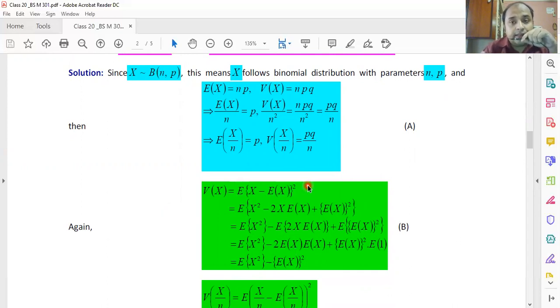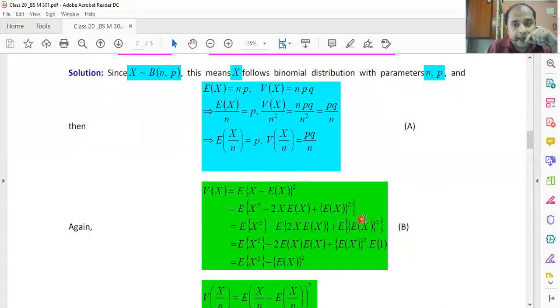Variance means the average of the square of the deviations of the values from the mean. So if I translate this mathematically, we will get this expression. You just say, average of the square of the difference of the variables from their arithmetic mean. So this can be expressed in this manner.